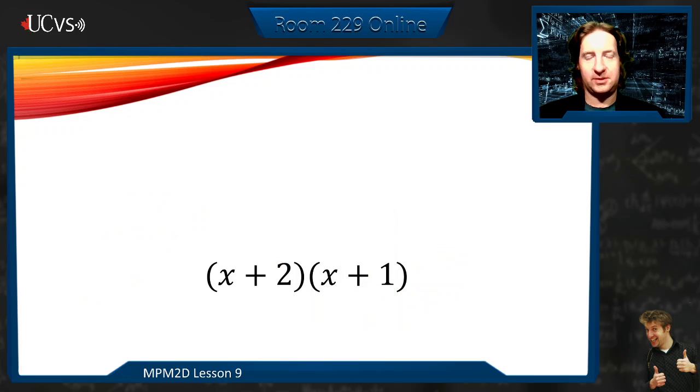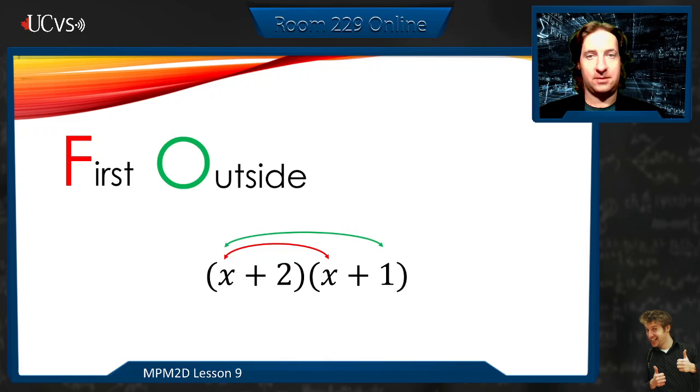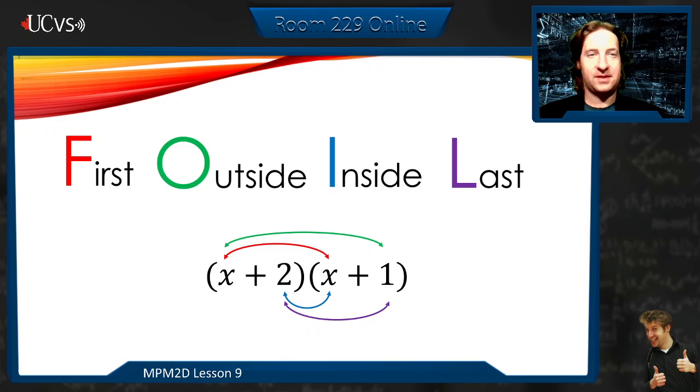So let's try some more examples. Now, the way to remember this, the way I was taught, and a very famous acronym to help us remember this, is when we're multiplying two binomials, we have to multiply the first terms, x times x. Then we're going to multiply the outside terms, the x times the 1. Then we're going to multiply the inside terms, 2 times x. And then we're going to multiply the last terms, the 2 times 1. And this gives us the nice acronym of FOIL.